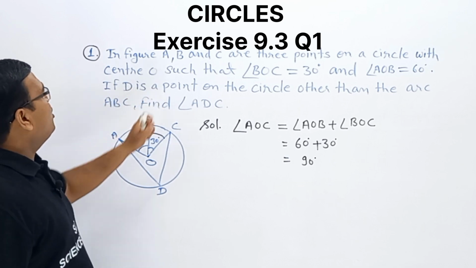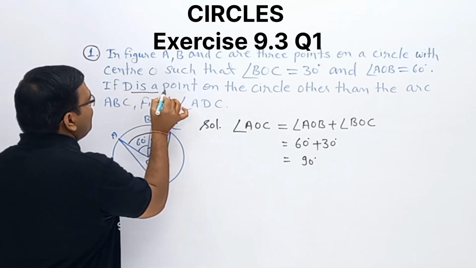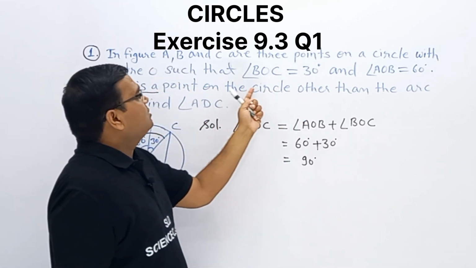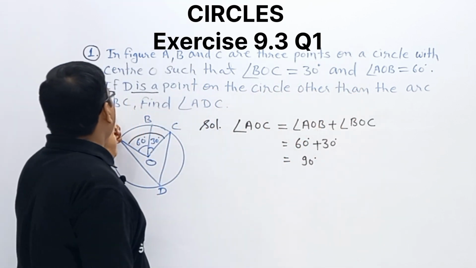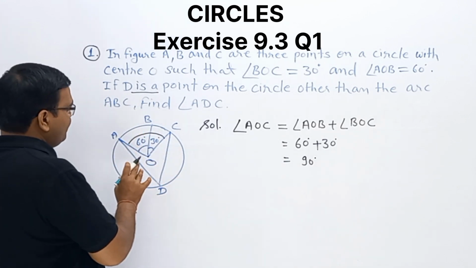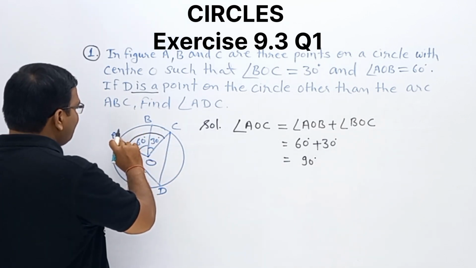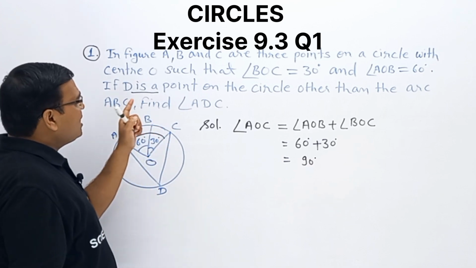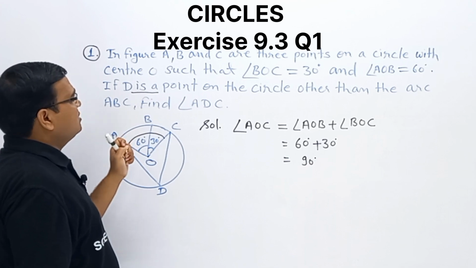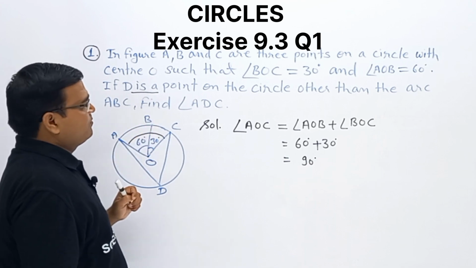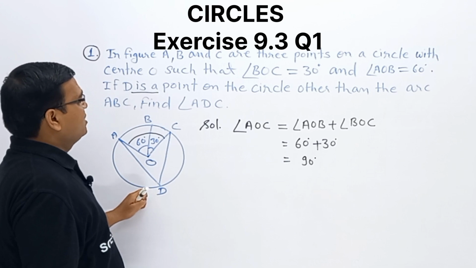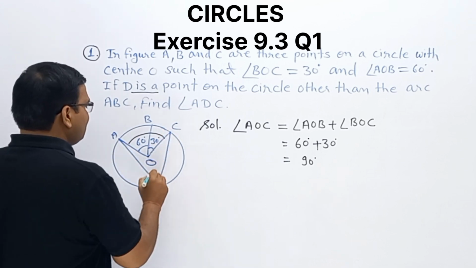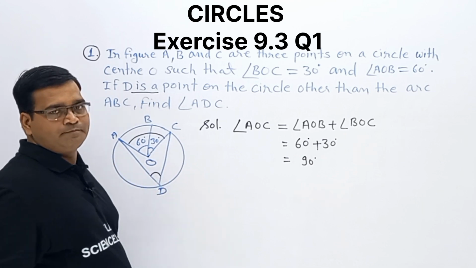Clear? If D is a point on the circle other than the arc ABC. This is a circle with center O, and we have one arc ABC. Now we have another point D on the circle, other than the arc ABC. Find angle ADC. This angle ADC we want to find.